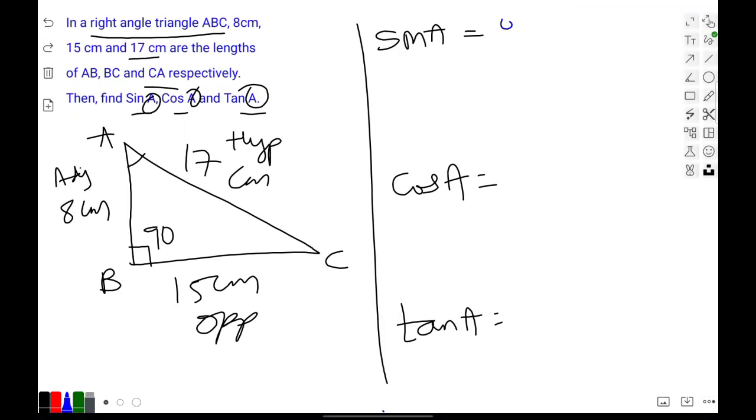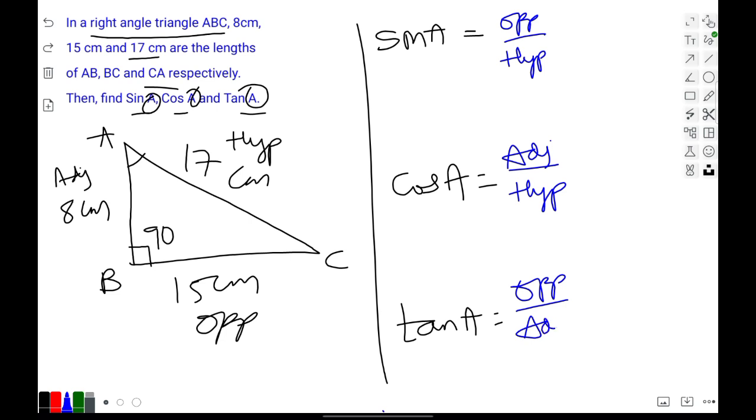So what is sine here? Opposite by hypotenuse, cos adjacent by hypotenuse, and tan opposite by adjacent. With respect to A, what is the opposite side? That is BC, and the hypotenuse is always the longest side, that is AC. So sin A equals 15 by 17, I mean 15 centimeters by 17 centimeters. However, we don't write centimeters here as it is a fraction. Centimeters will get cancelled.